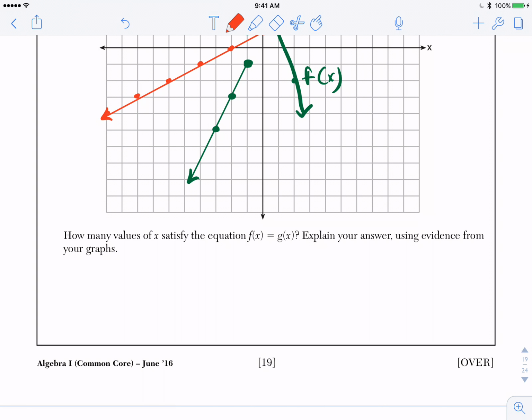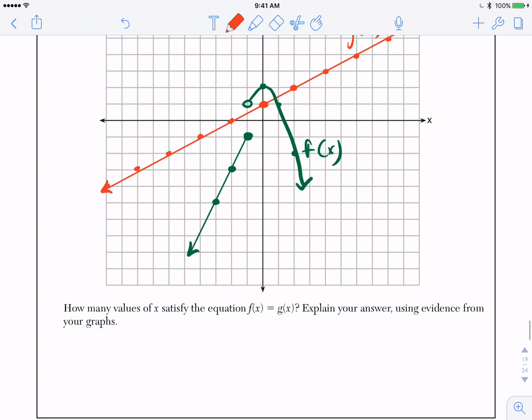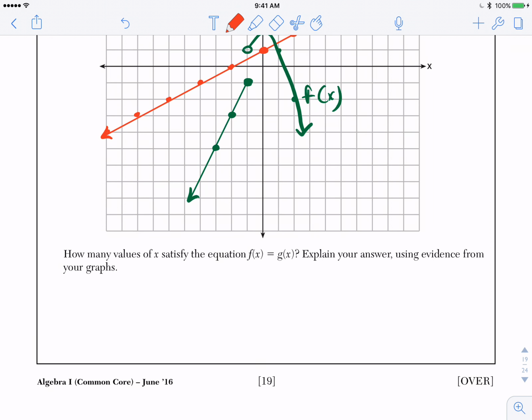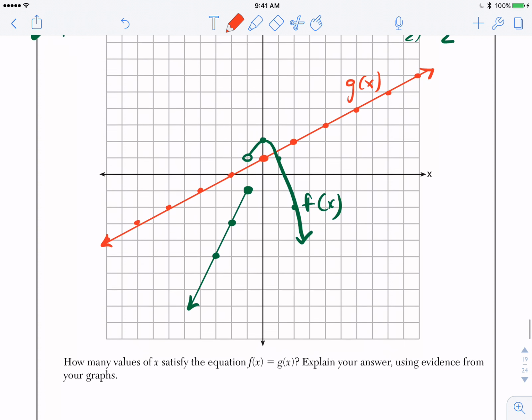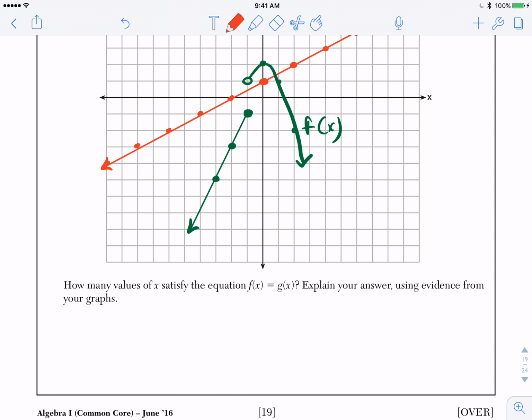And the question on the bottom made it a little bit easy for us. It said, how many values of x satisfy f of x equal to g of x? So in other words, how many times are these two functions equal to each other? And explain how we know by referencing our graph. So these two functions are equal to each other exactly once. So how many values of x satisfy this? Just one. How do we know that? The graphs intersect only one time. It's not a clear intersection point, so it's nice that they didn't ask us that. The graphs intersect exactly one time.